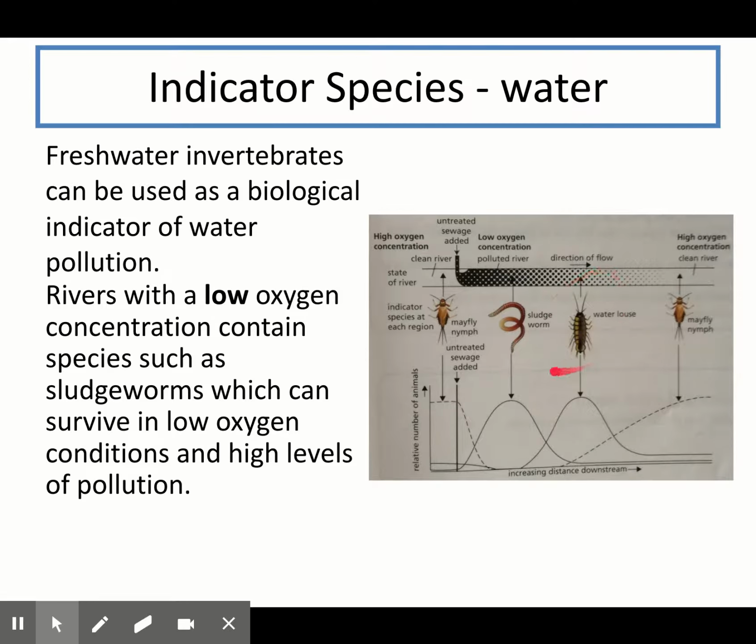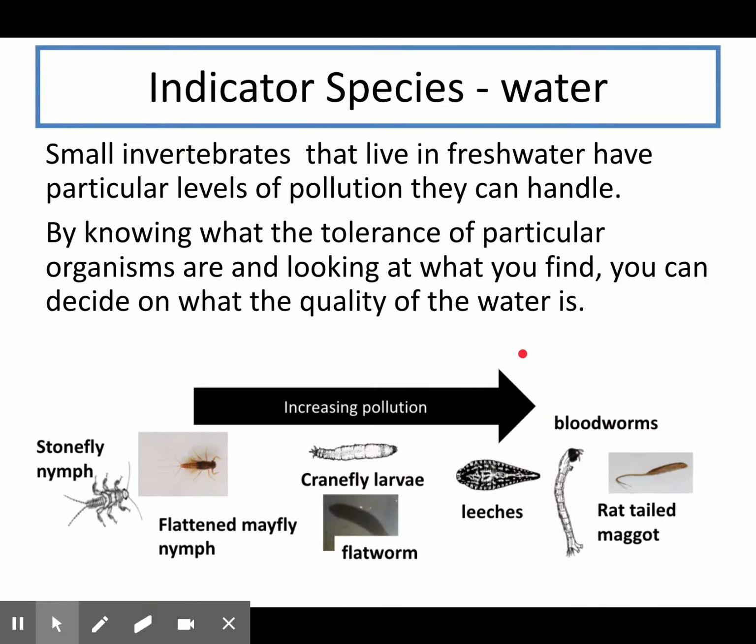Then you start to see things like water louse, which live in a medium level of pollution, and then you get mayfly nymphs again, which are found in clean river. At the end and at the start, we had our clean river, and that's where we found mayfly nymphs. So they're an indicator species of clean, not polluted river, whereas sludge worms were an indicator of it being polluted. Small invertebrates live in freshwater and have particular levels of pollution that they can handle. By knowing the tolerance of particular organisms and looking at what you find, you can decide on the quality of the water.